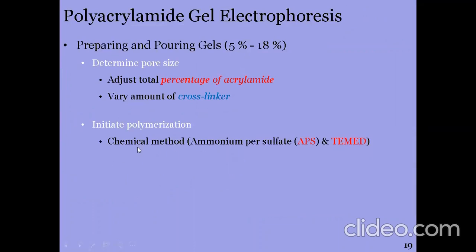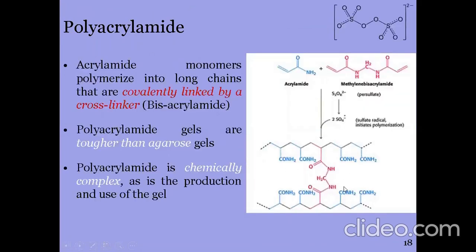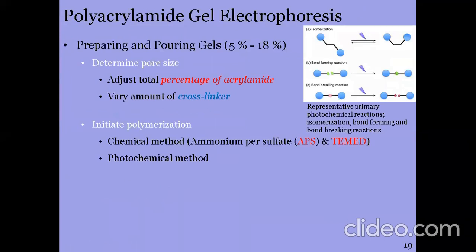There is one method known as the chemical method, in which we can use ammonium persulfate, APS, and TEMED. APS is an oxidizing agent, and TEMED is the catalyst for polymerization. So in this polymerization, APS and TEMED will polymerize this polyacrylamide gel. There is another method known as the photochemical method.